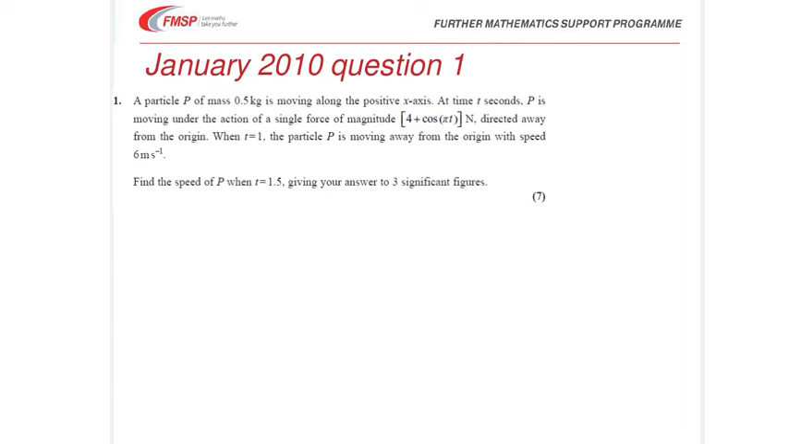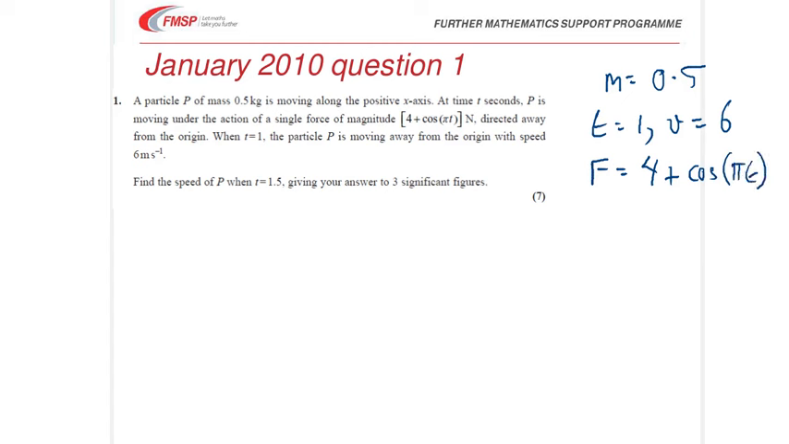Right, so m equals 0.5, and when t equals 1, v equals 6, that's going to be important. And we've got the force is 4 plus cos of pi t. Now, that's the force. Let's get the acceleration then. So acceleration is F over m. m is 0.5, so the acceleration is 8 plus 2 cos pi t.